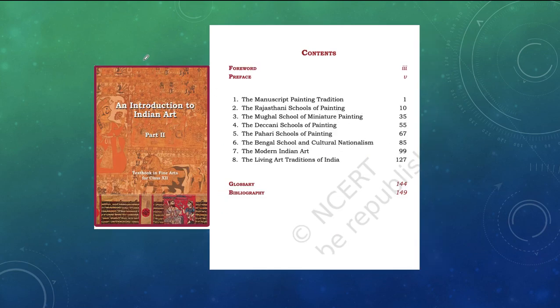Now coming to the 12th standard NCERT, again this is also a new edition from NCERT, from 2020 onwards only. This book has been written particularly to cover the painting aspect.